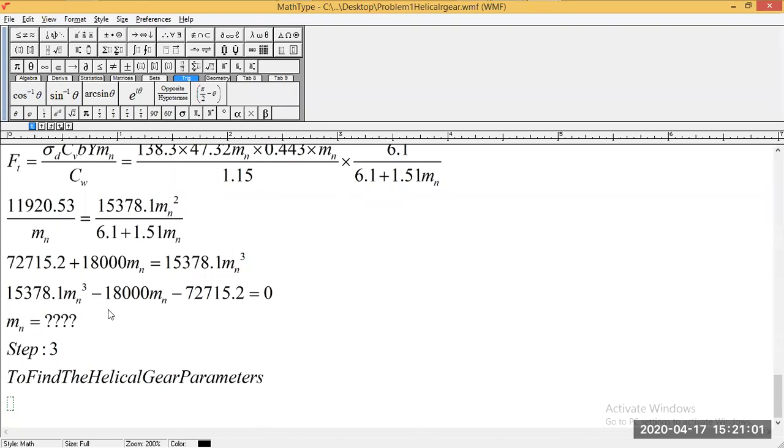Let me check it out. Third degree is A is 15378.1, B is 0, C is minus 18000, and D is minus 72715.2. Getting somewhere around 1.9 something. 1.91, somewhere around these values.